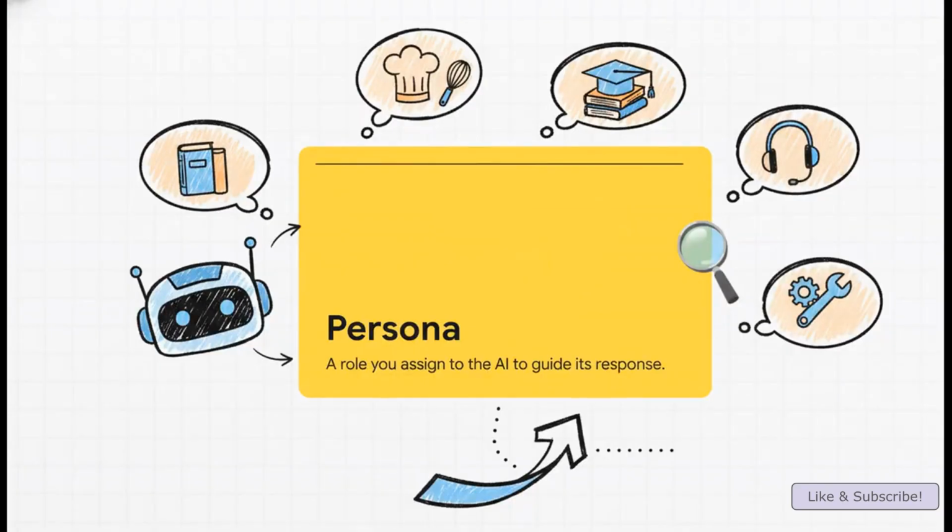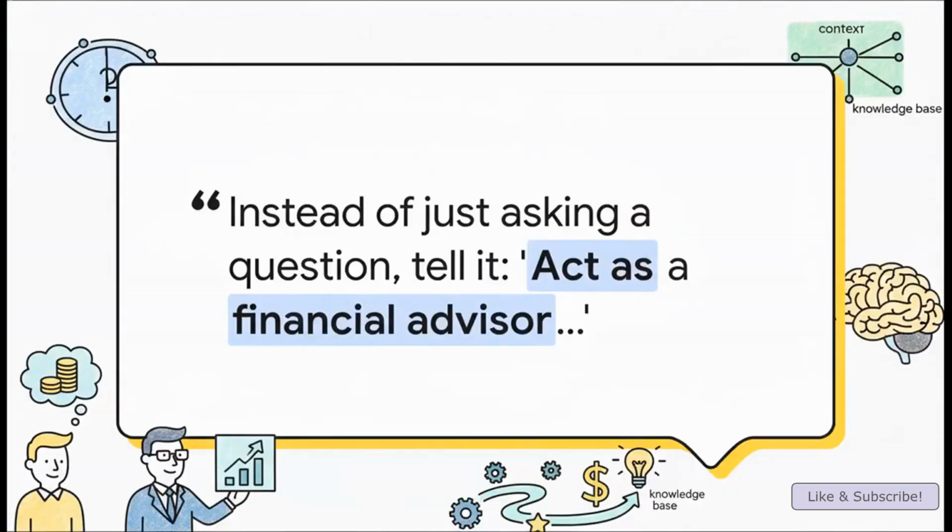That's it. It's just a role, a character, or a job that you give the AI before you even ask your question. You're not just talking to a generic machine anymore. You're talking to a specific expert that you've just created for the task. So, for example, instead of just asking, hey, is this a good investment? You give it a role first. You say, act as a financial advisor, and then you ask your question. See? By giving it a role, you give it context, a specific library of knowledge to draw from, and a point of view to respond from.